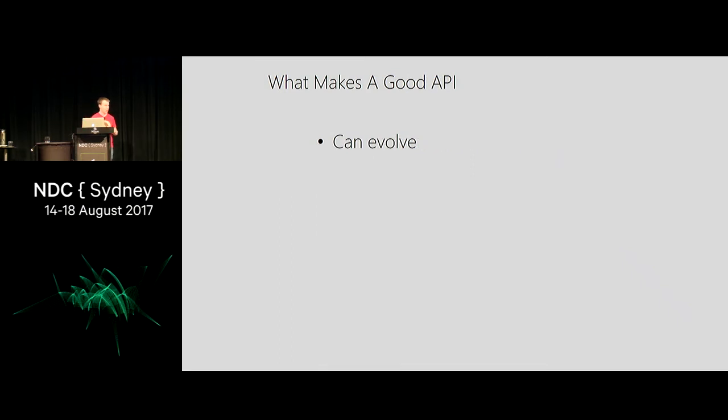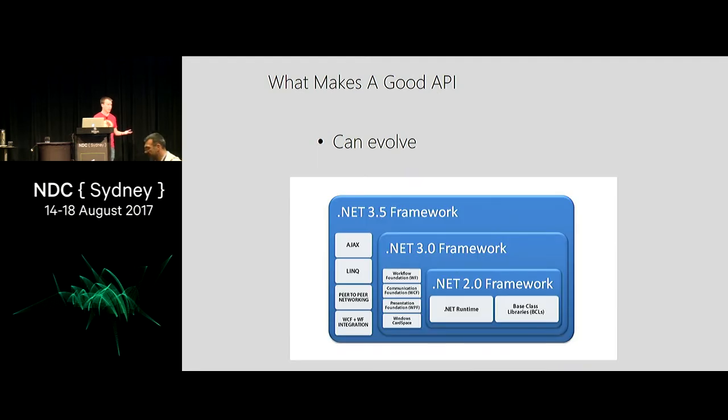A good API can also evolve. We talked earlier about how we don't want to break things when we possibly can avoid it. So a good API will allow bugs to be fixed and features to be added without breaking existing users. An example of this is the .NET framework. The .NET framework is about 15 years old now. Since .NET 2, or even back to .NET 1, Microsoft has continually been able to add new features and fix bugs without introducing major breaking changes.